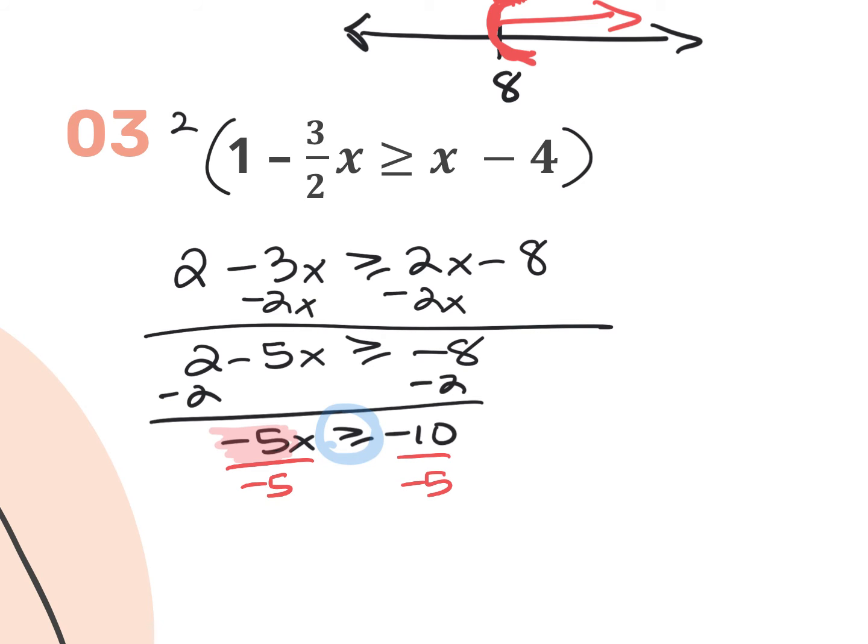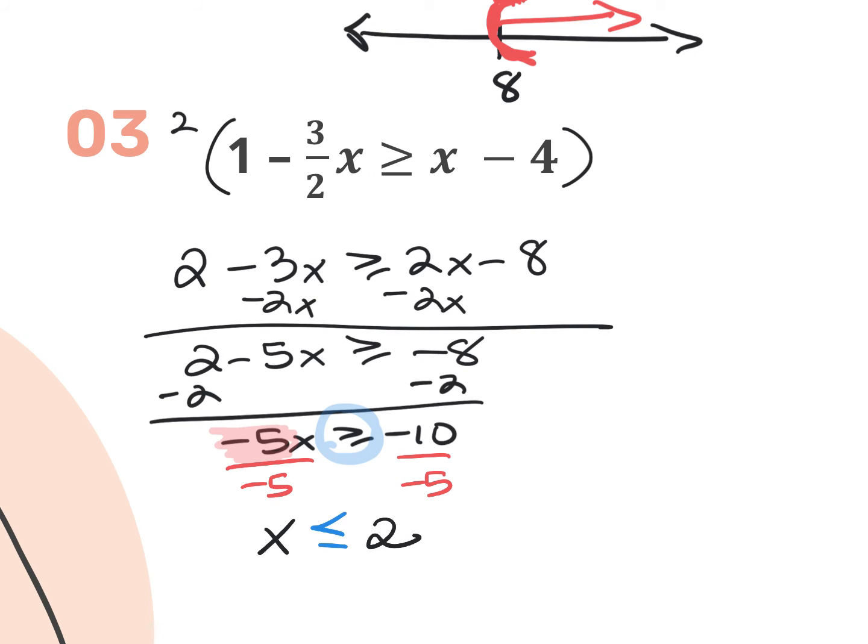And then I end up getting x, reverse the symbol because I divided by a negative, and then negative divided by a negative gives me positive 2. If you would have preferred to move the 3x to the other side, then you wouldn't have had to worry about reversing it. But whenever you multiply or divide by a negative, your inequality symbol will reverse.